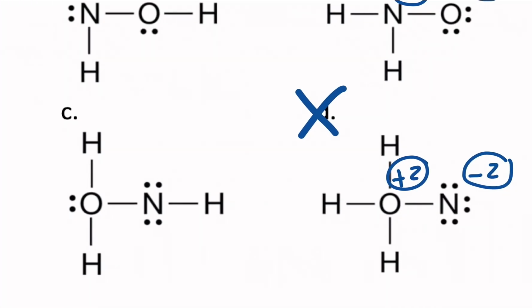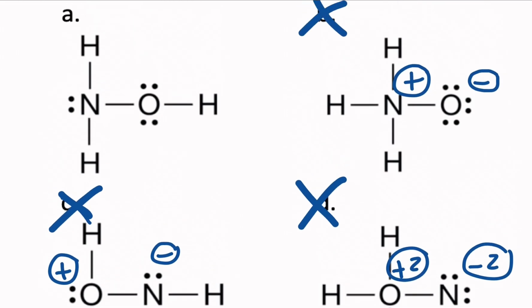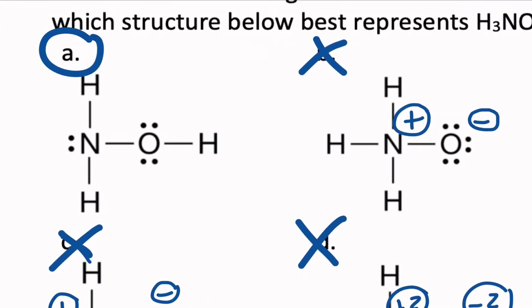If I look at C, the nitrogen looks a little bit out of place. Valence of 5, minus 2 bonds, minus 4 dots. That would be a negative 1. The oxygen would likewise be a plus 1, so that's out. That must mean that A is the correct answer, and indeed it is. They all have formal charges of 0.